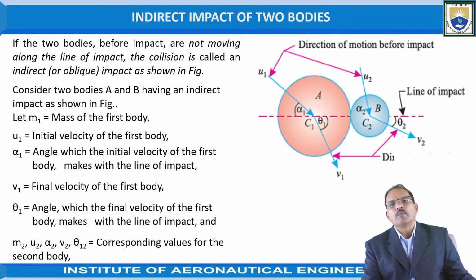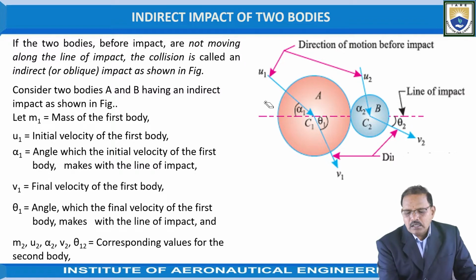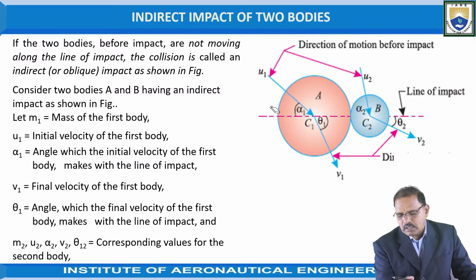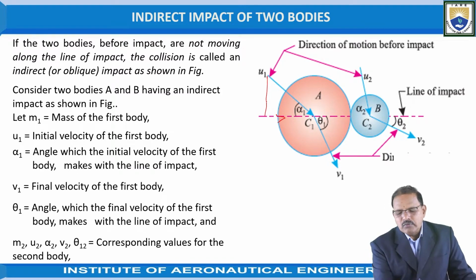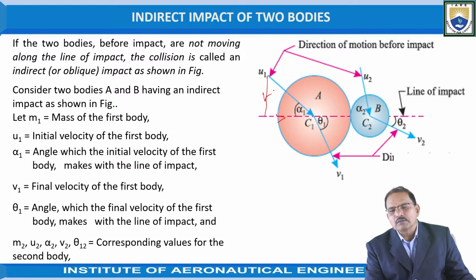Resolve these velocities into two components: one along the line of impact and another perpendicular to the line of impact. The components of velocity along the line of impact before the collision, in vector representation, for u1 is u1 cos alpha 1, moving toward the right-hand side in the direction of the line of impact, and u1 sin alpha 1 is perpendicular to the line of impact.